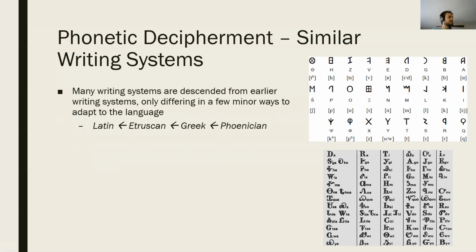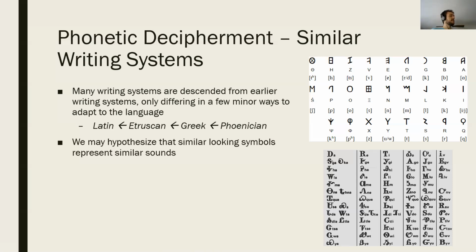For example, we know that the Phoenician writing system developed into the Greek writing system, which developed into the Etruscan alphabet, which developed into the Latin alphabet. Now, the Etruscan language was actually lost to history. We don't have many records of it, but since the Etruscan writing system is so similar to Latin, we are able to read much of Etruscan texts and perform decipherment in that way and learn much about the Etruscan language.